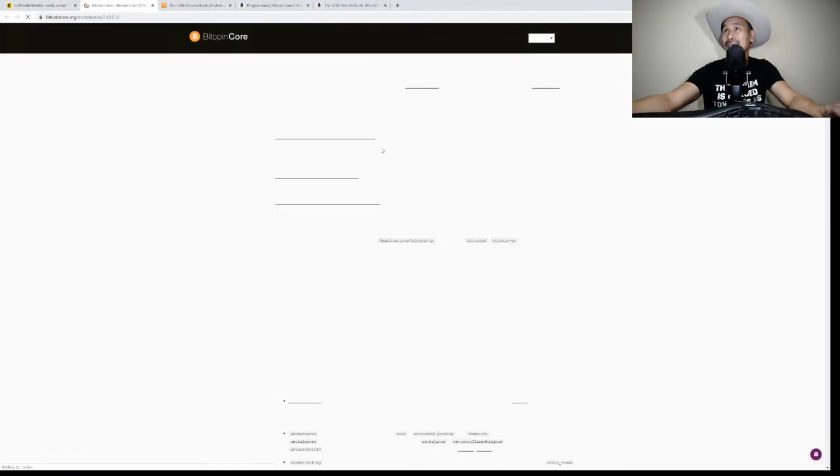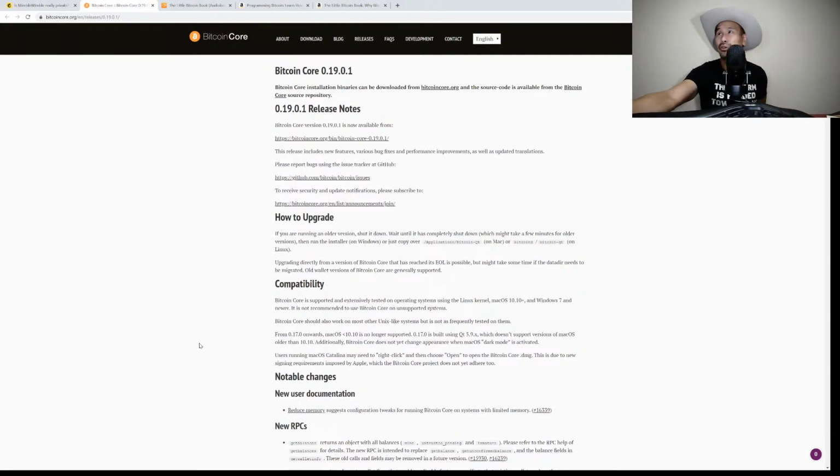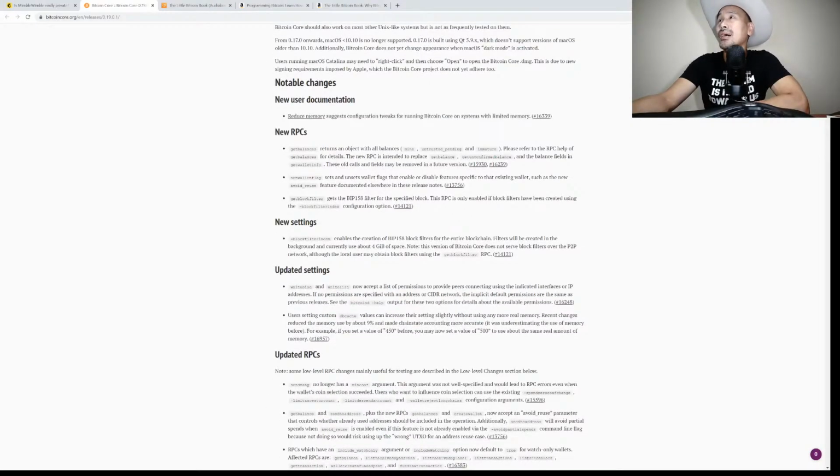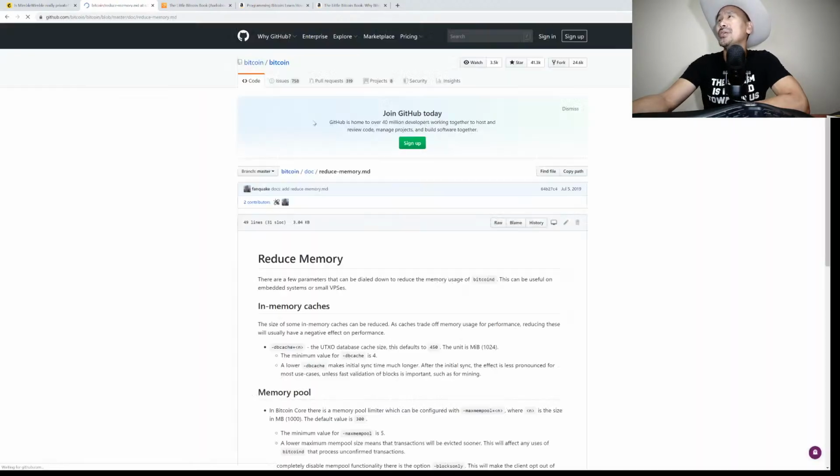All right, so let's take a look at Bitcoin Core 0.19.0. Here are the release notes. Here are the actual notable changes. So new user documentation, reduced memory suggests configuration tweaks.